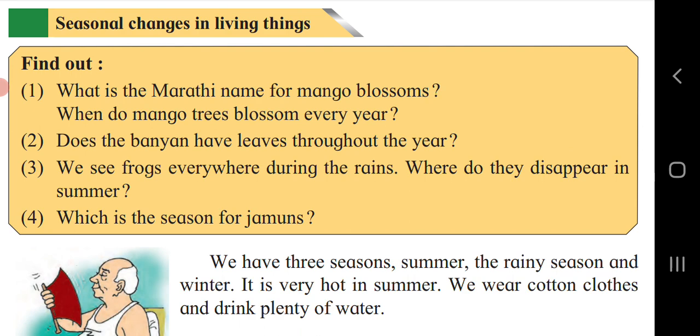We see frogs everywhere during the rain. Where do they disappear in summer? Frogs cannot tolerate the heat of summer. They hide in some safe and moist places. Therefore, they are not seen in summer. In the rainy season, when there is water around, they come out of their hiding places. When there is severe winter, they once again go to their hiding places. Which is the season for jamuns? Yes, the beginning of May and June is the season of jamun. Now, in June, we are having jamuns in the market.